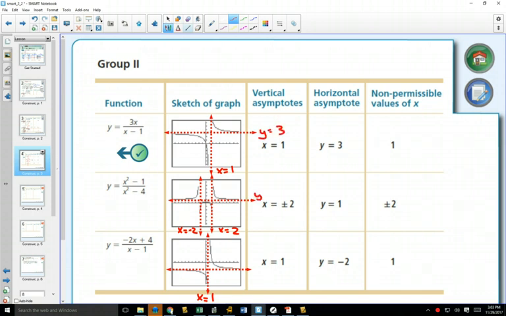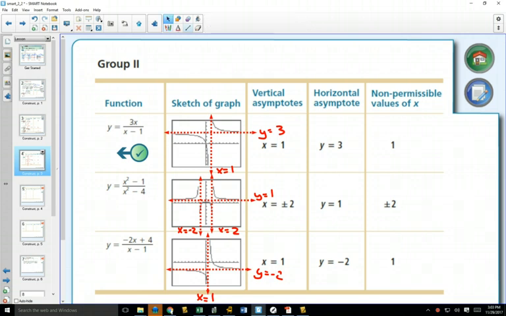This one's at y equals 3. This one's at y equals 1. This one is at y equals negative 2. And you might have been able to label them just by zooming in and looking at your graph carefully. Now, horizontal asymptotes occur when your x values get very large or very large negative numbers. So if we're looking at these equations, what's going to happen when you have very large numbers?